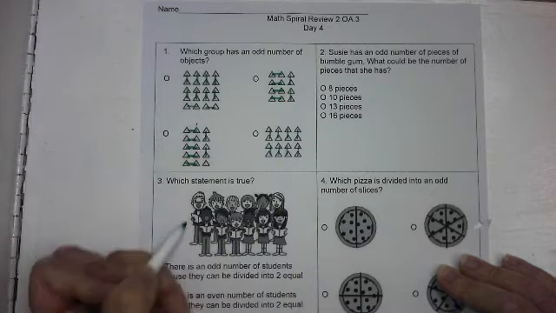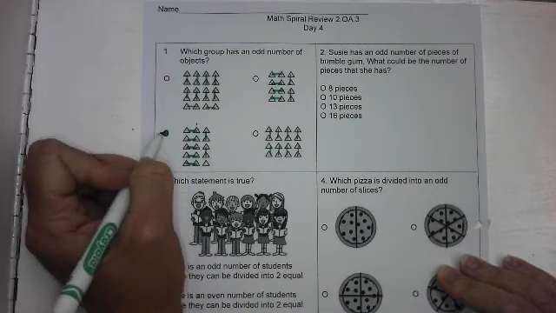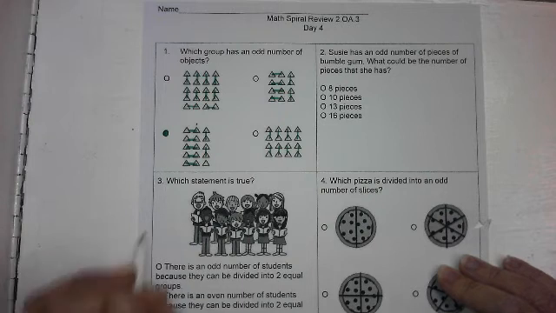All right, so the correct answer is this one. It's got one left over. There's 15 objects in all.